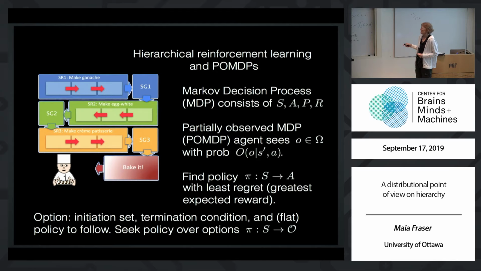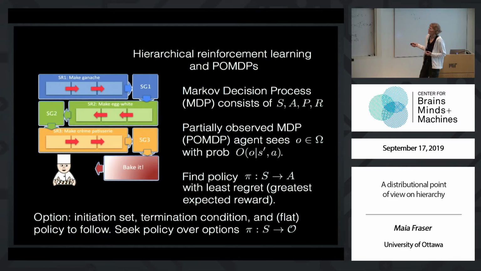Basically, we have a Markov decision process. What that is is just specifying states, actions, transition probability to go from one state to another via actions, and reward. A partially observed version of that is one where instead of seeing the actual state, the agent just sees some observation, and you also specify a probability of an observation for a particular state after some action. So this is the formalism behind this terminology of MDPs and POMDPs.